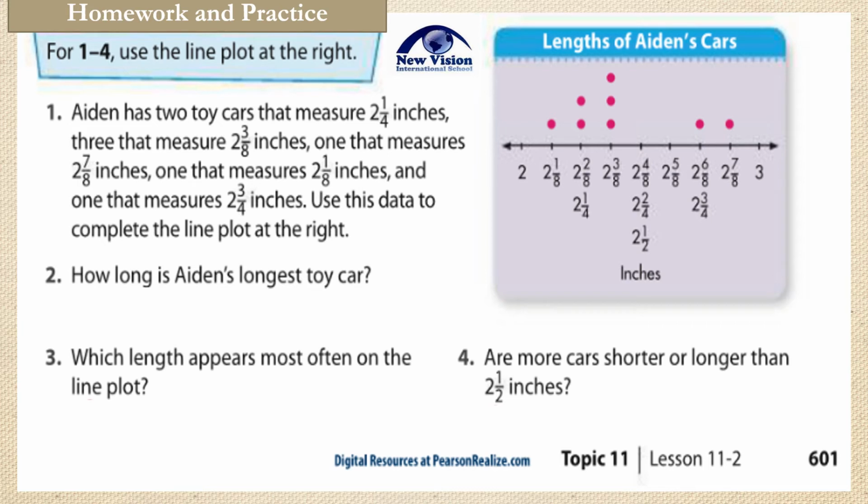Question number 2. How long is Aiden's longest toy car? Correct. It's 2 and 7/8 inches. Number 3. Which length appears most often on the line plot? Very good. It's 2 and 3/8 inches. And number 4. Are more cars shorter or longer than 2 and 1/2 inches? What is your answer? Excellent. It's shorter.